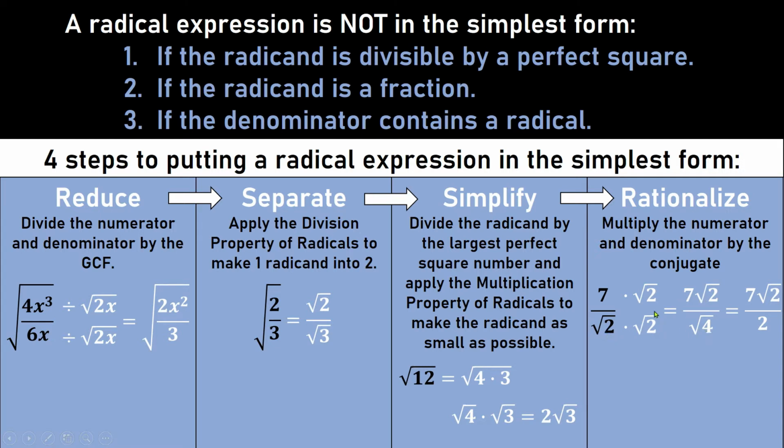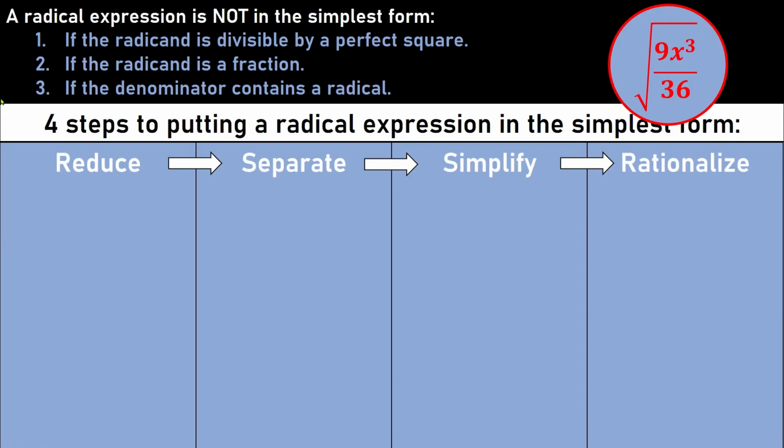But the reason that root 2 is the conjugate is because when we multiply root 2 times root 2, it causes the radical to disappear from the problem, at least in the denominator, and we have only a 2 on the bottom. So if we have 7 over radical 2 and we rationalize it, that will change into 7 root 2 over 2. Now for our first of two examples.